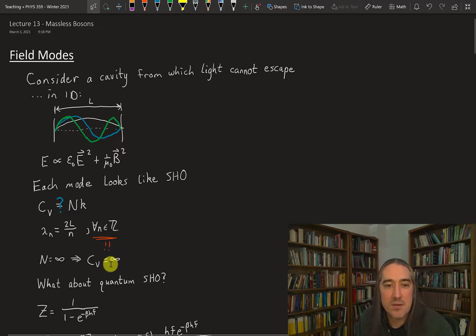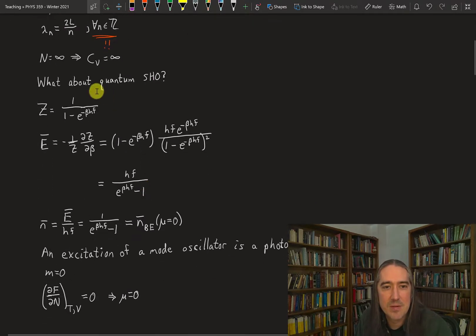Okay. Luckily, we know the world isn't just a classical harmonic oscillator. It's a quantum harmonic oscillator, maybe. So what about the quantum harmonic oscillator? Well, way back in problem set 1, you calculated some things about it, right? Like the partition function. Some of you may have horrible memories of this. Hopefully not. So the partition function for the harmonic oscillator looks like so.